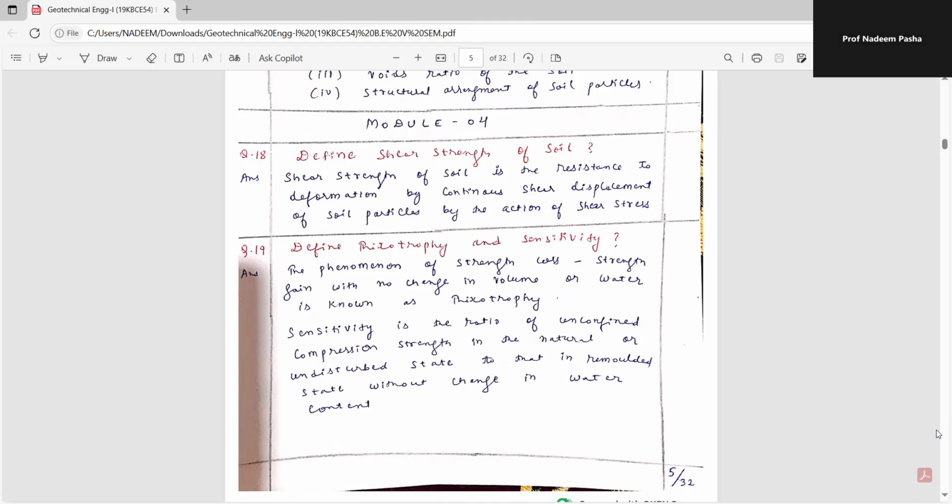Define thixotropy and sensitivity. The phenomenon of strength loss or strength gain, it may be either of the two, either there will be a loss of strength or a gain of strength, with no change in volume or water content is known as thixotropy.